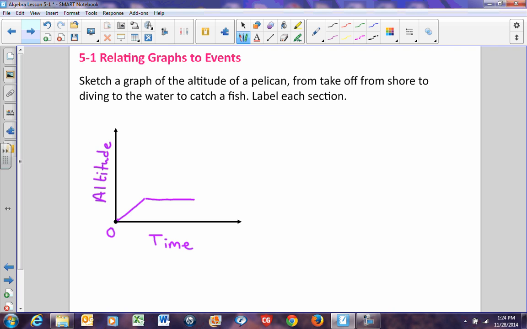When he spies a fish, he's going to dive for that fish. He's not going to take a nice slow glancing down to the water. He wants the fish. He's hungry. So he's going to dive down quick, catch his fish. So this is what we have, the part here where he is taking off. This flat portion here, searching for his fish. This portion here, diving for fish.